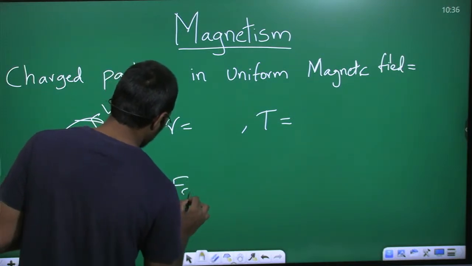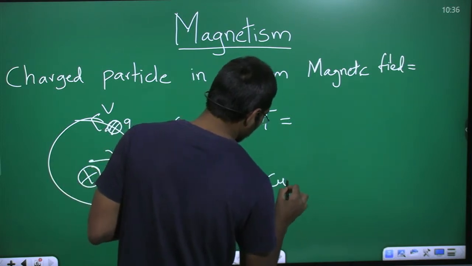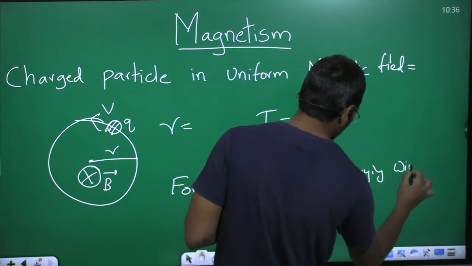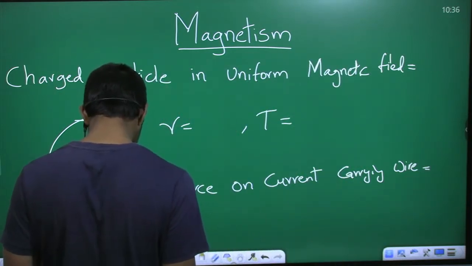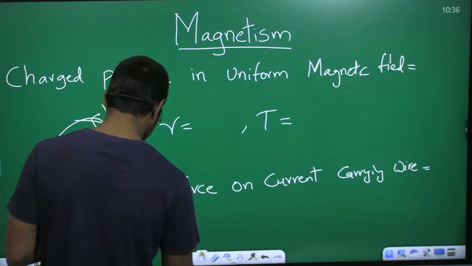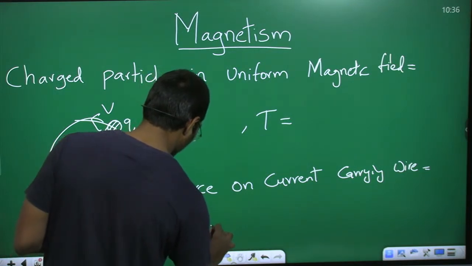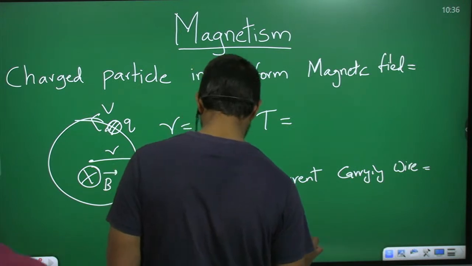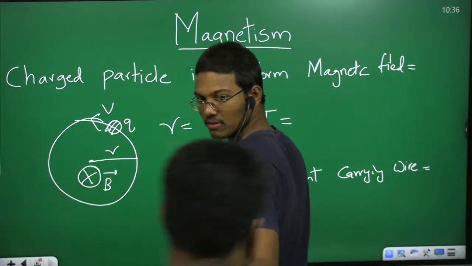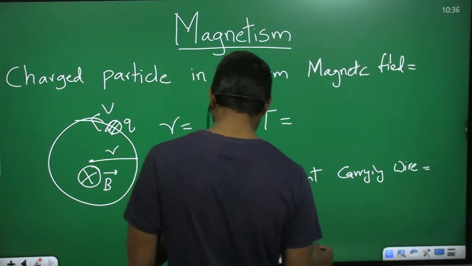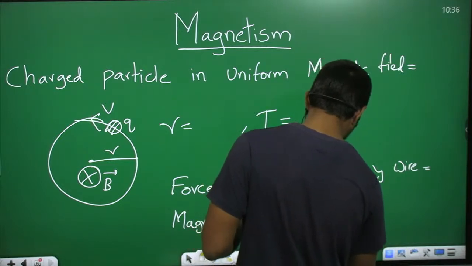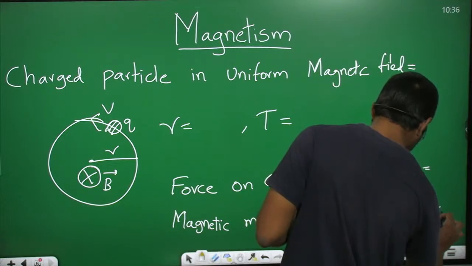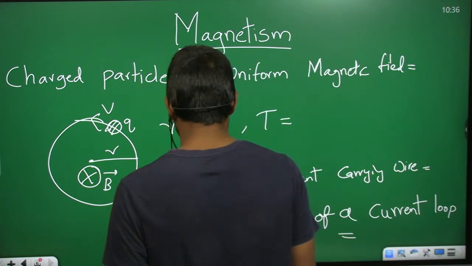Next, force on a current carrying wire. Magnetic moment of a current loop. So try to fill the blanks.